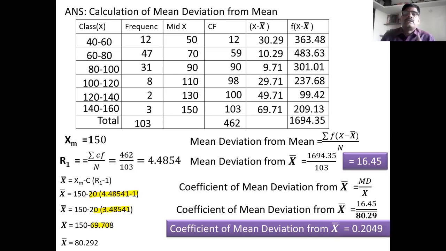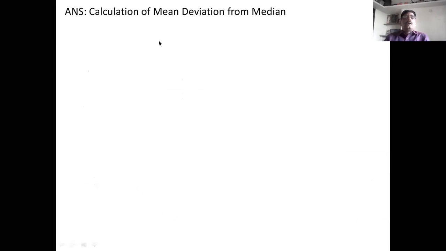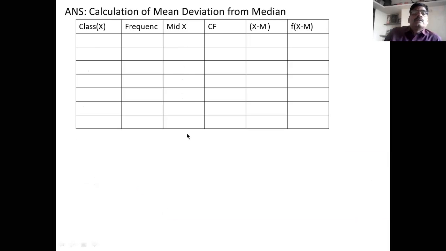This is the method. Same problem I solved in the second way. Okay, first way, second way. And then the same problem I'll solve for the mean deviation from median. Mean deviation from median I'll calculate for the same problem. You see here.